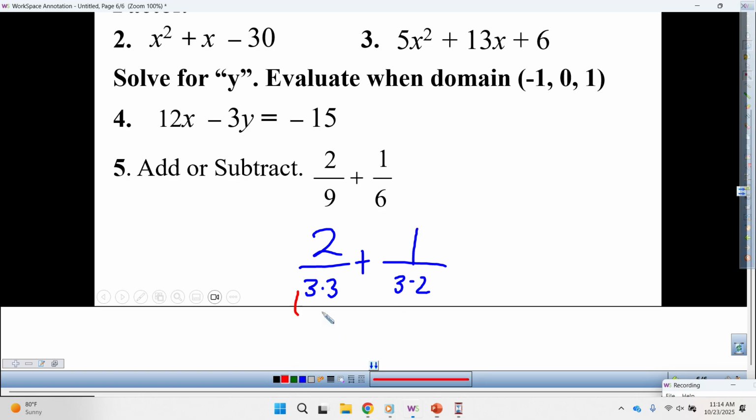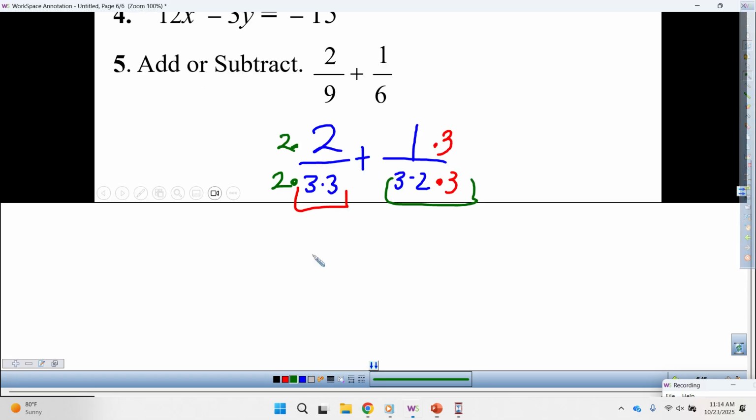So, denominators. 9 becomes 3 times 3. 6 becomes 3 times 2. Bring down the 2. Bring down the 1. So, what does this one have that this one needs? A 3. So now what does this one have that this one needs? A 2. So, common denominator is 12 and 12.